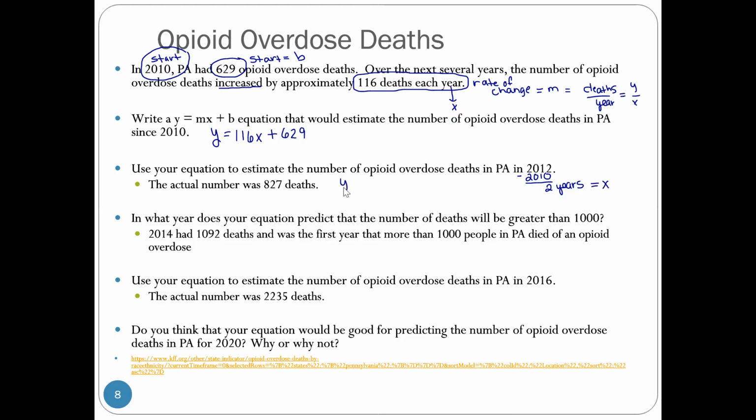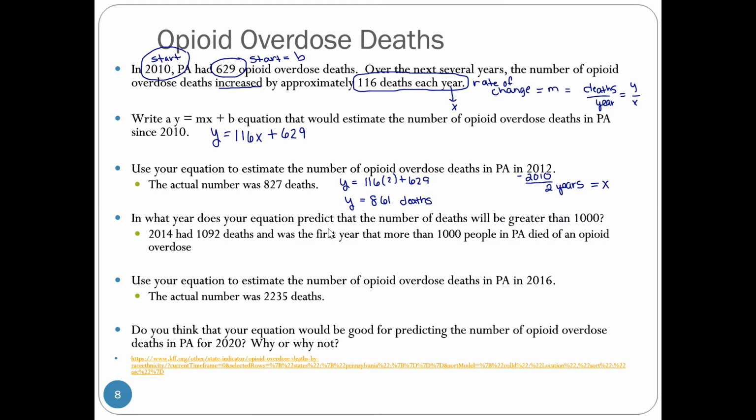So y equals 116 times 2 plus 629. I go to my calculator and do that math, so literally just 116 times 2 plus 629, and I get y equals 861 deaths. And because this is historical, the actual number was 827, which is slightly lower than our prediction, but in the same neighborhood.